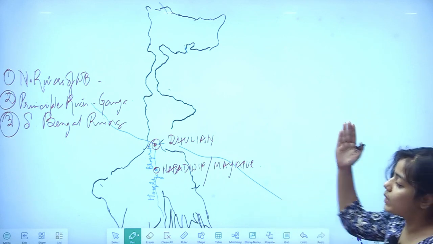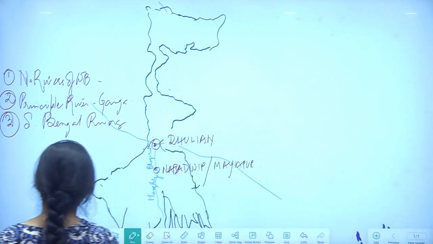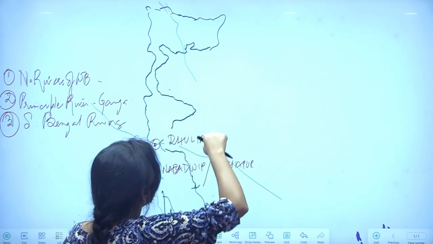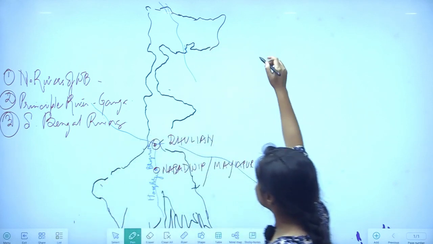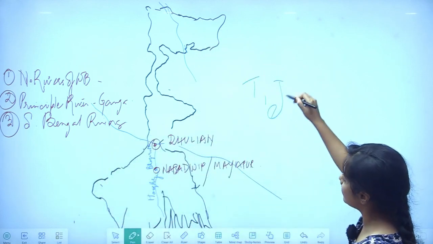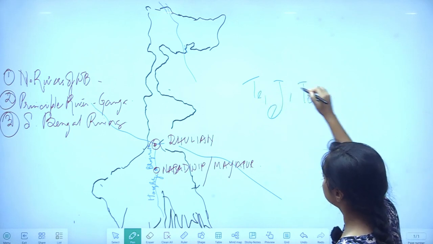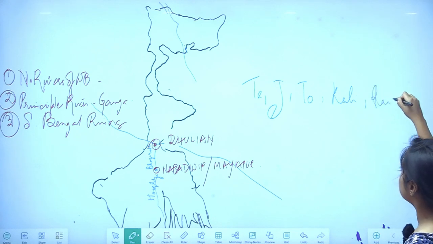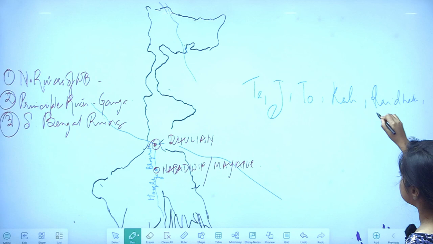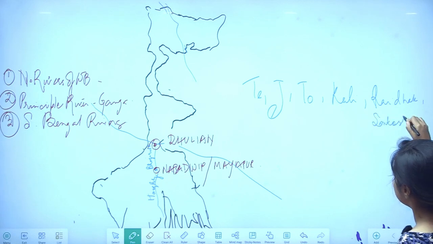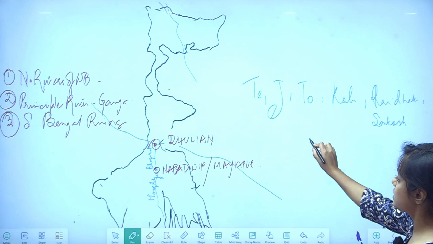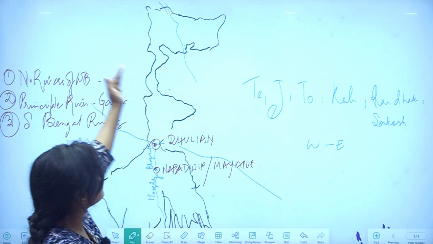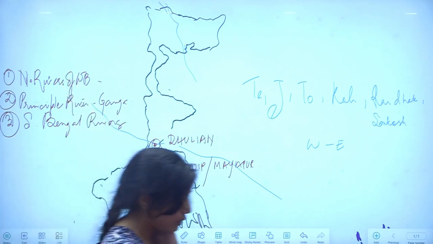When we come to the western side of Tista, let me draw Tista, I guess that will be easier for you to understand. If this is my Tista, here comes Jaldhaka, Torsha, Kaljani, Raidak, Sankosh. So this is the sequence from west to east of Tista. Now we come to the western side of Tista. There are a few very important rivers.